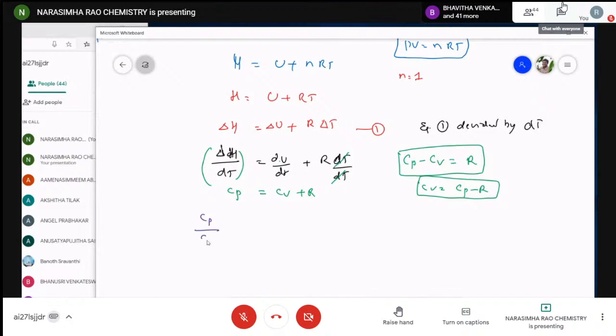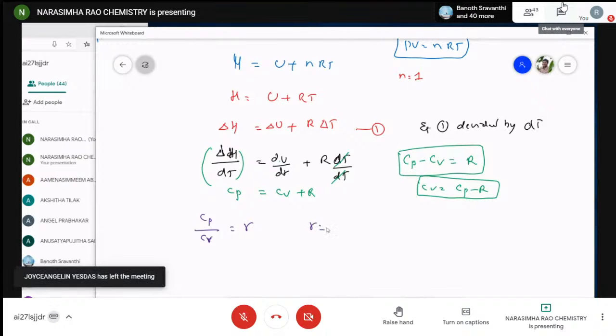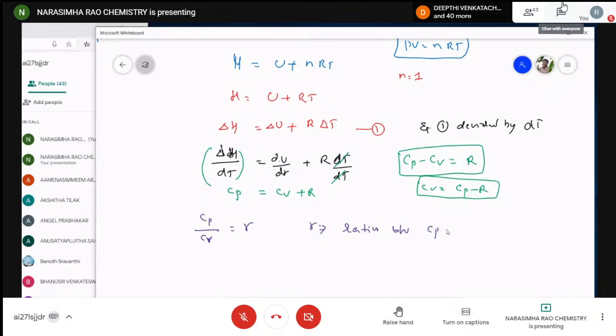Cp by Cv is equal to gamma. So gamma is the ratio between Cp and Cv. Means heat capacity at a constant pressure and heat capacity at a constant volume is taken as gamma.